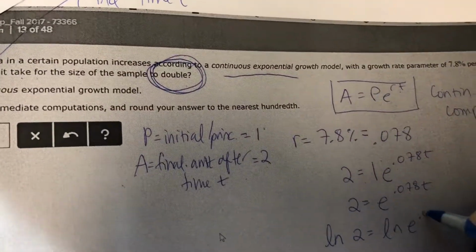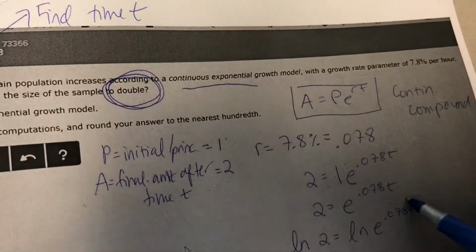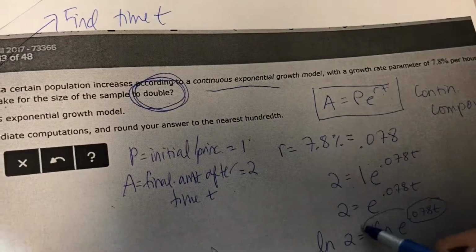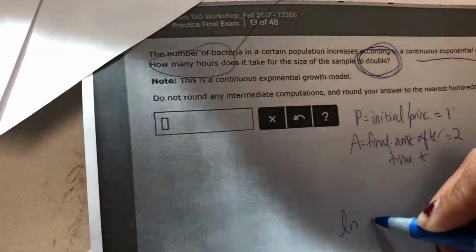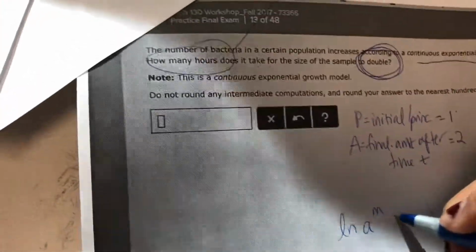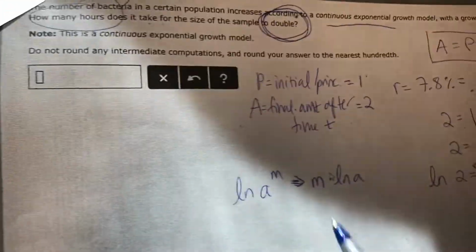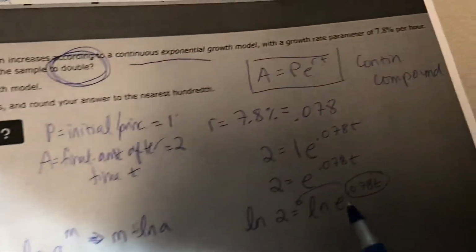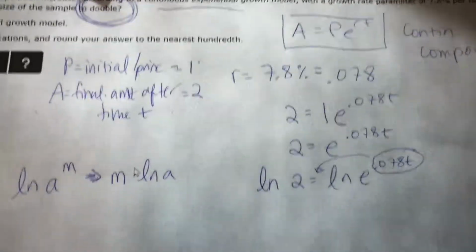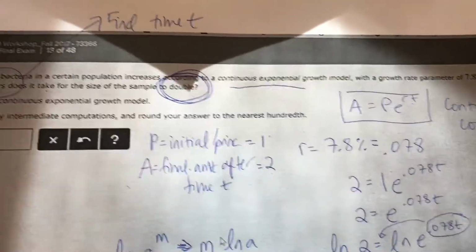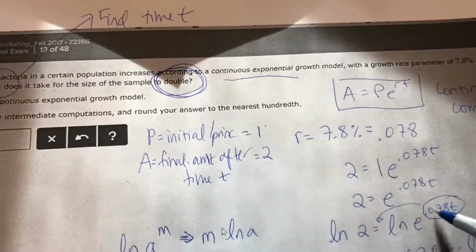When I natural log both sides, I can now use the property where the power, the exponent up here, could be pulled out in front. So reminder, this is the rule that if you have natural log a to the m power, for example, you could pull that m into the front and you'll get m times natural log a. That's one of the properties of logs, and that's why it's so powerful to natural log something, because the exponent can be pulled out in the front. Sorry, it's getting kind of dark here. I get natural log 2 is equal to 0.078t times natural log e. So I pulled that to the front.